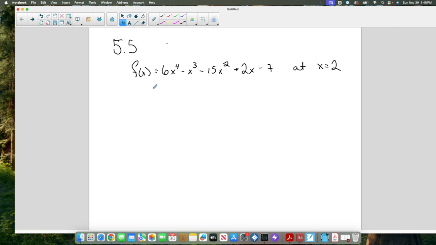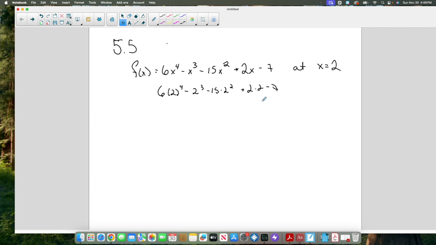So we want to first evaluate this polynomial where x is 2. Now, before we did this section, what we would typically do is 6 to the 4th minus 2 cubed minus 15 times 2 squared plus 2 times 2 minus 7. Perfectly fine to do. There's nothing wrong with it. Put it in a calculator. You'll get the right answer.